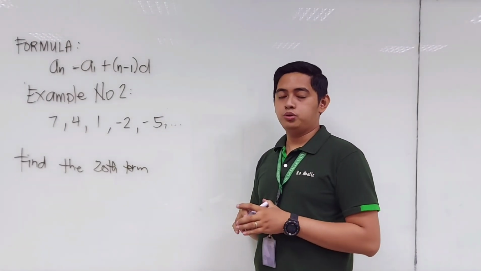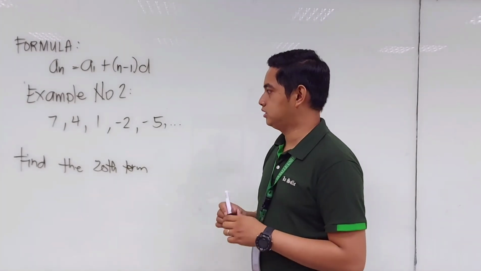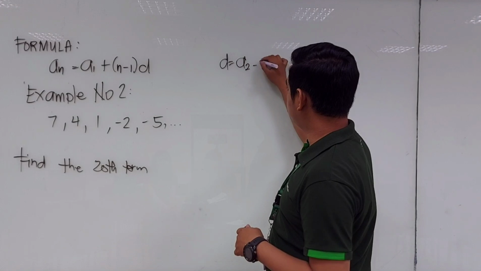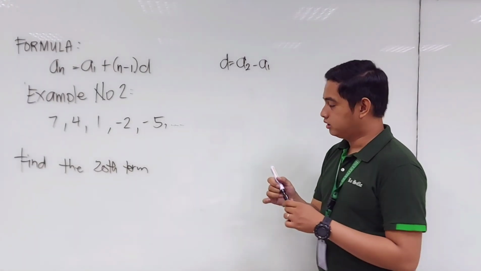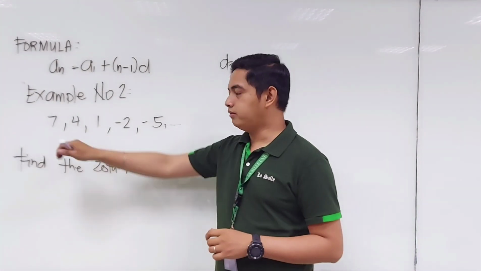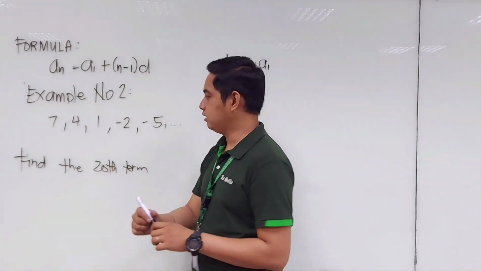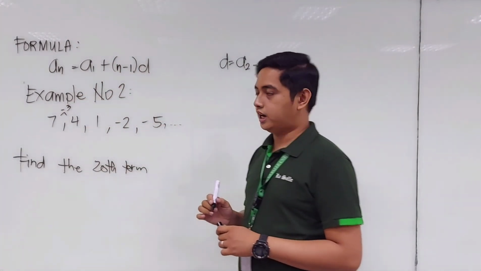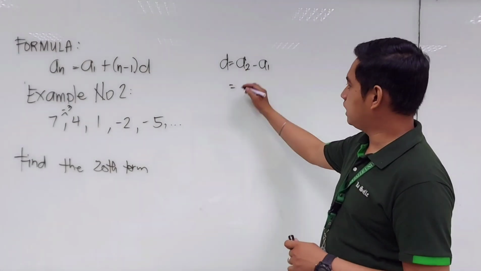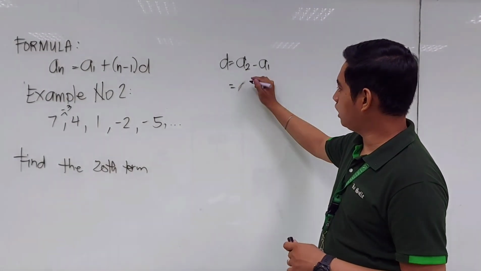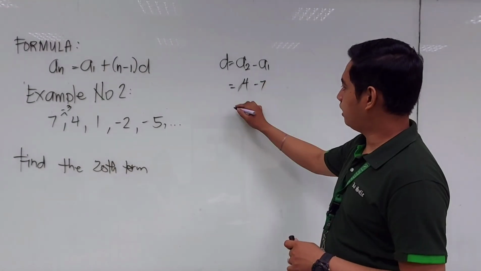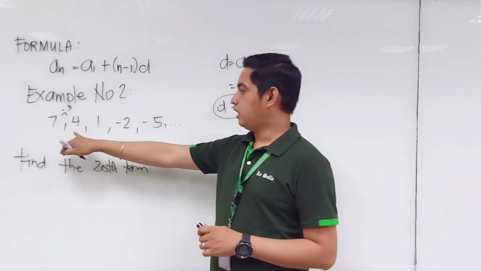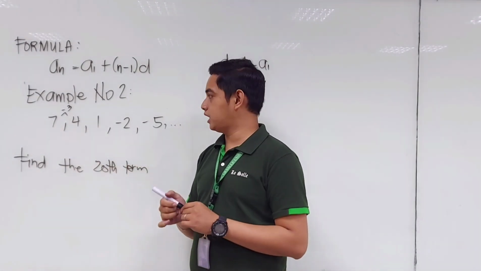So what are we going to do? Find the common difference. So D is equal to A sub 2 minus A sub 1 and so on. So A sub 2, we have 4 minus 7, we got negative 3. Right? Substitute to the formula, 4 minus 7, we have negative 3. So the difference between the second term and the first term is negative 3.